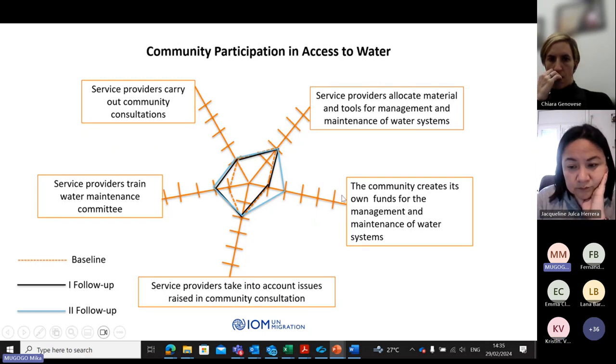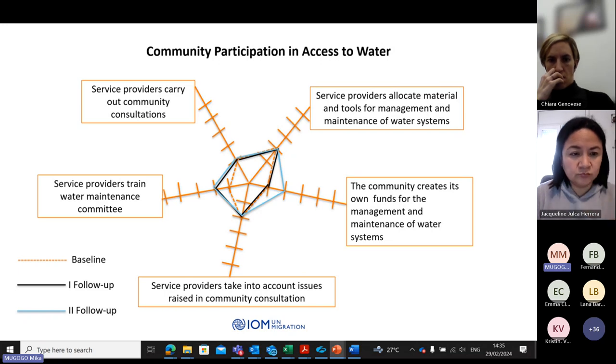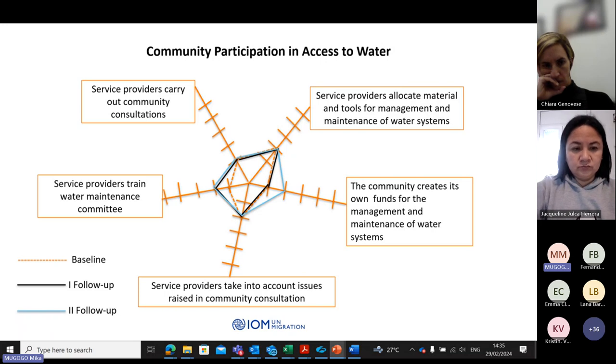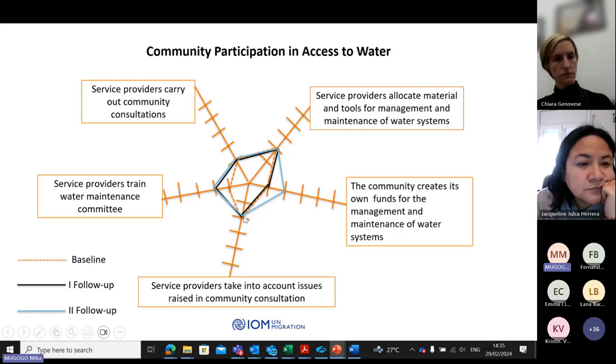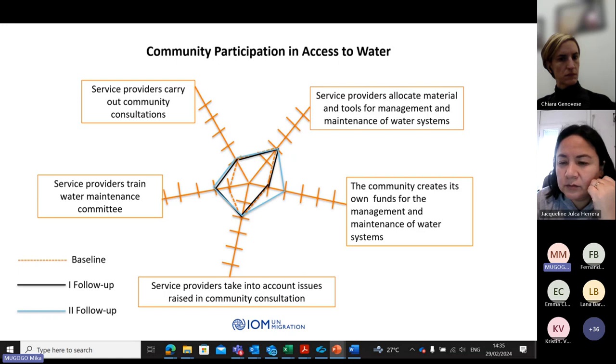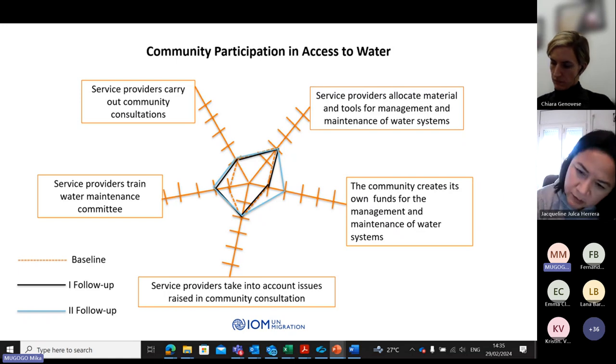Then the indicator on the community creating their own funds for management and maintenance of water systems, there have been some changes. There's been some progress on this line. The community feels that there's been progress, so they rated higher in the past 6 months. They feel there's been some significant movement. Then on service providers taking into account issues raised in community consultations, the community still feels there's not been much change. More can still be done, and their issues have not really improved on this front.